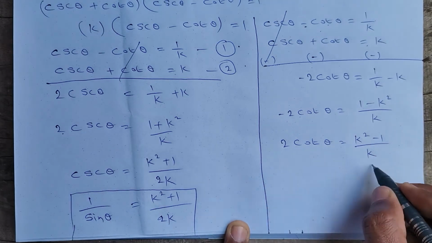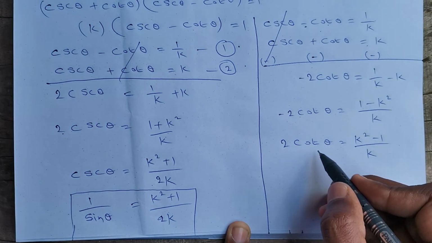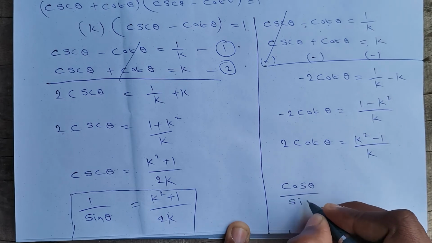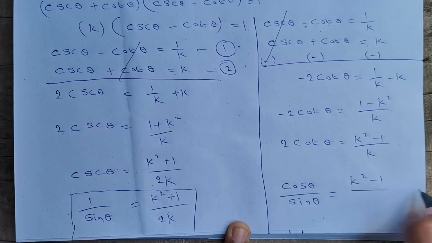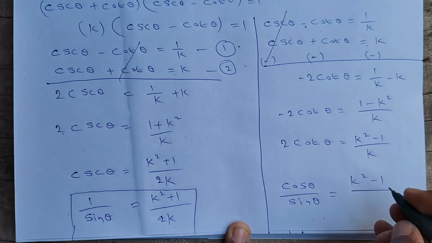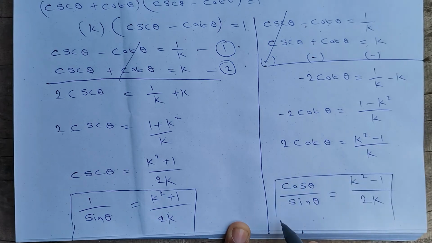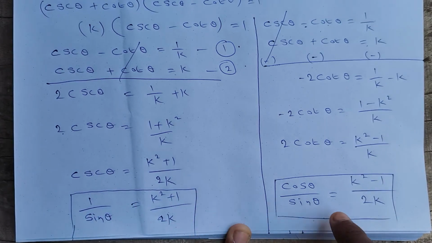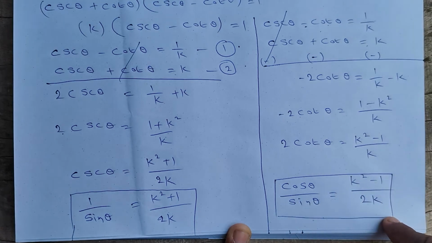Now take 2 to the right side, and here we have cot theta. So cot theta can be written as cos theta divided by sin theta is equals to k square minus 1 by 2. We are taking 2 to the right side, so it will become 2k. Here we got 1 by sin theta is equals to k square plus 1 by 2k. Here we got cos theta by sin theta is equals to k square minus 1 divided by 2k.